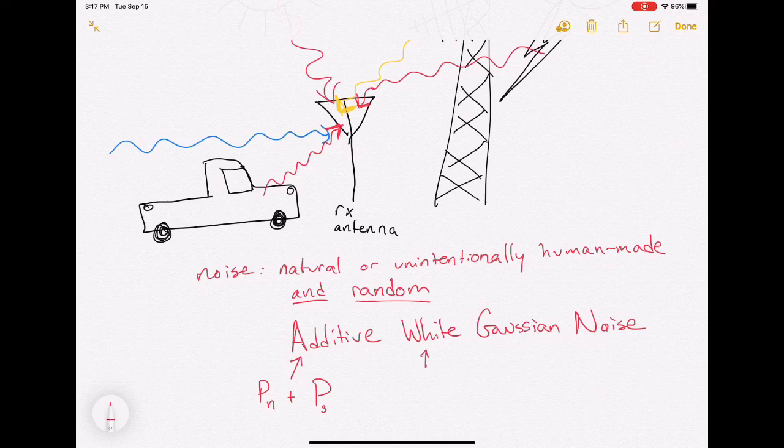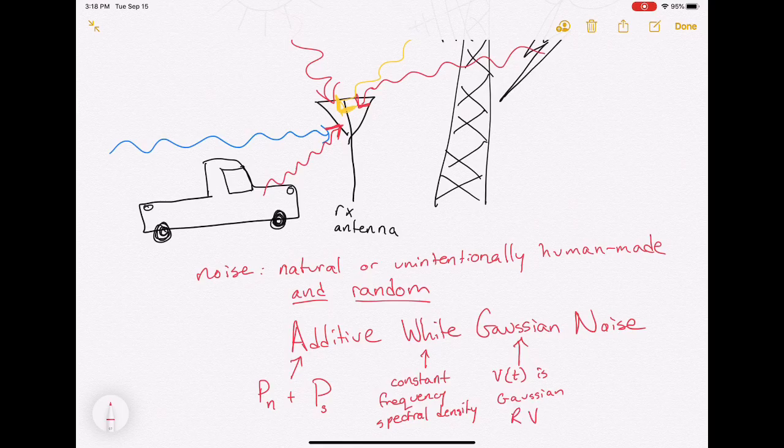White means it has a constant frequency spectrum or a spectral density. Meaning that on average, or at least within the bandwidth of your system that you care about, the noise is not more at one frequency than it is at another. It's equal at all the frequencies. Gaussian means that the amplitude of the noise, let's say it's voltage, but also goes for the current, is a Gaussian random variable.